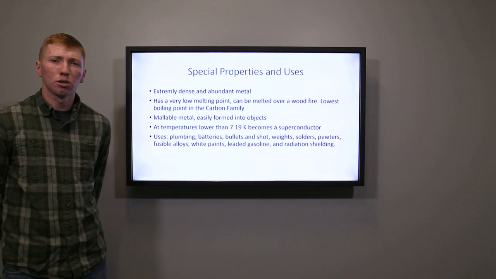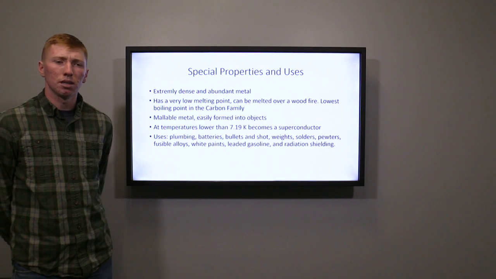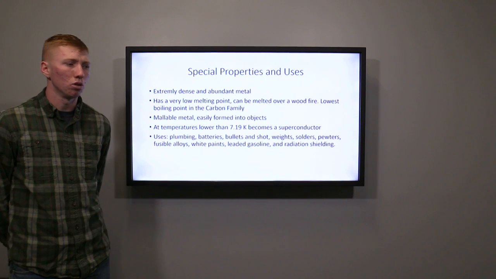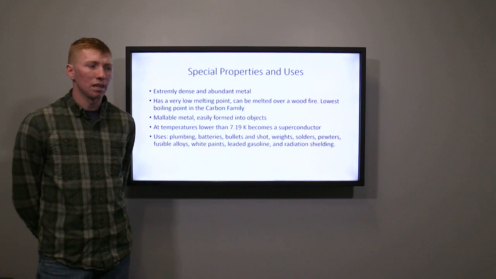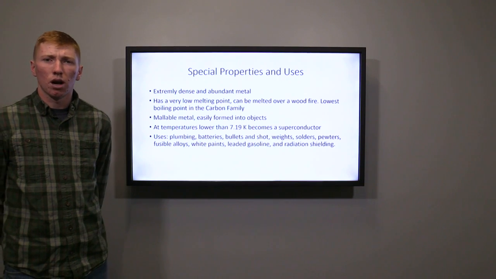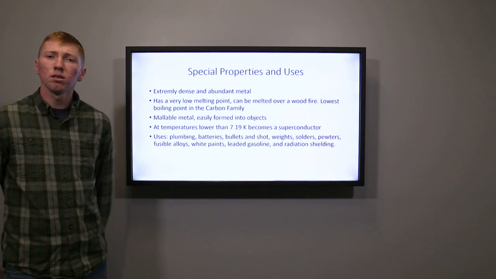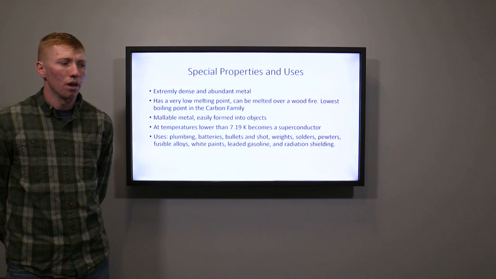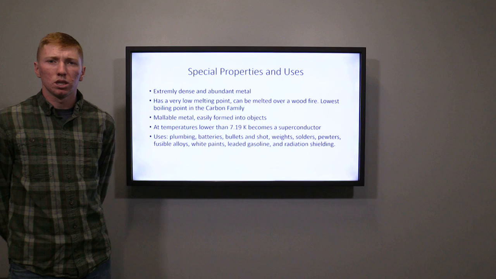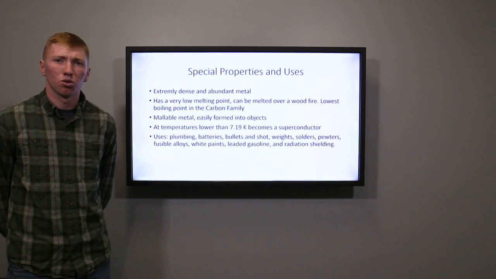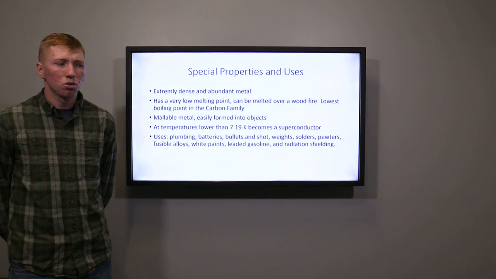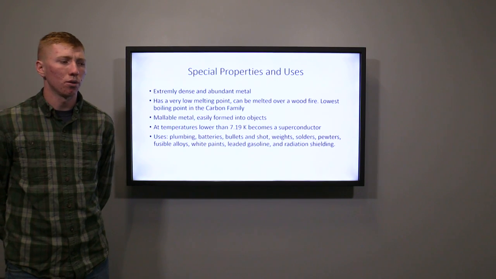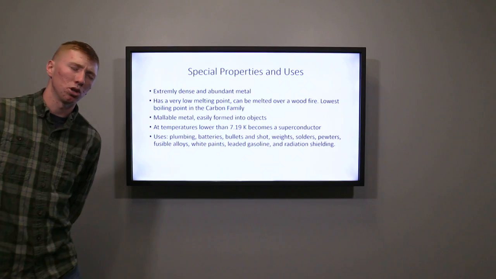Because of its low melting point, it's very easy to melt it down and then cast it into a different shape, a different configuration, or different uses. It's a malleable metal, meaning that it's very easily formed into different objects. You can actually bend it with your hands, so it's really easy to mold into different kinds of objects. Once you get it to temperatures lower than 7.19 Kelvin, it actually becomes a superconductor. Its uses include plumbing, batteries, bullets and shot, weights, solders, pewters, fusible alloys, white paints, leaded gasoline, and radiation shielding.